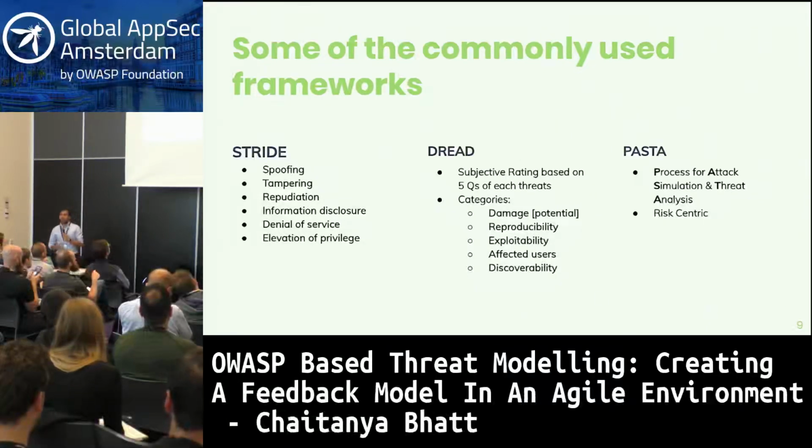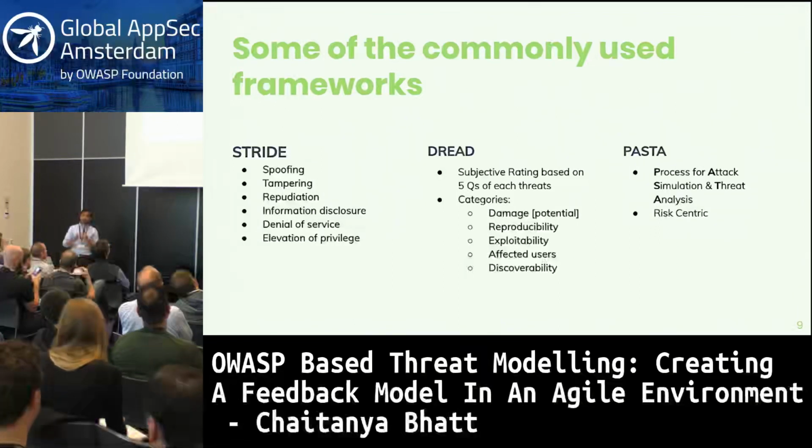Then came the era of DREAD. Again, a cool acronym based on the five categories of risk. But again, DREAD was more focused on the risk analysis and less on the threat actors. A lot of organizations still today use a combination of STRIDE and DREAD, where STRIDE is used to identify the threats and DREAD is used to evaluate the risk associated with those threats. So the combination goes well.